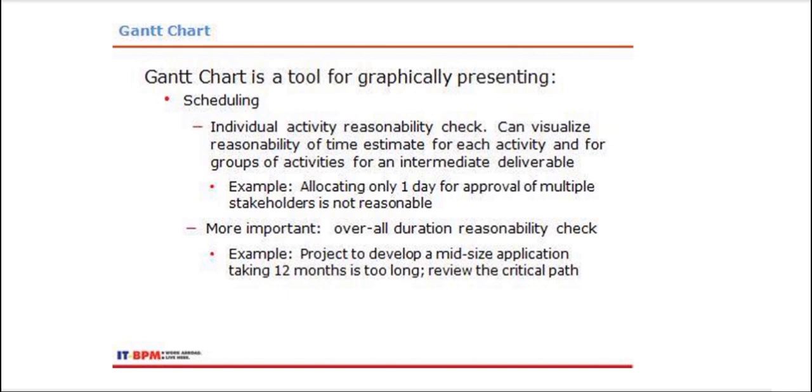More importantly, you can check the overall duration of the project. For example, a project to develop a mid-size application taking 12 months is too long, so you can use the Gantt chart to review the critical path. In short, the Gantt chart provides an overall look at the time allotment per activity, deliverable, and project. You are able to see the reasonability of the time allocated per activity, deliverable, and overall project.